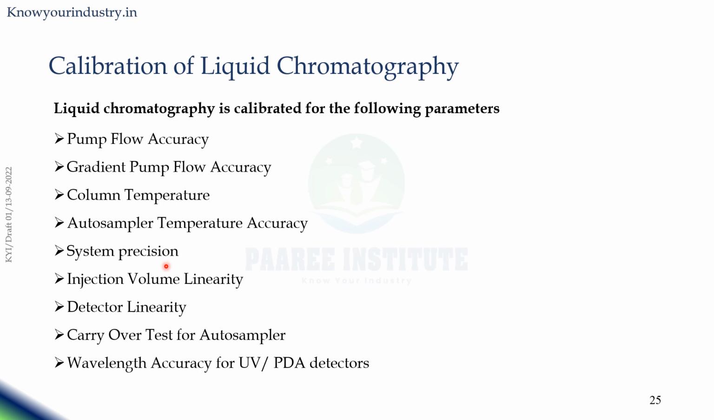System precision needs to be done. Then the injection volume linearity needs to be done. Whether the injection volume is accurate or not needs to be checked during the calibration. Detector linearity should also be performed. Then the carryover test for the autosampler will also be performed. Then finally, the wavelength accuracy for UV and PDA detectors will be performed wherever it is applicable. So these are the different parameters that need to be performed during the calibration of liquid chromatography to get accurate results whenever you are using the instrument.